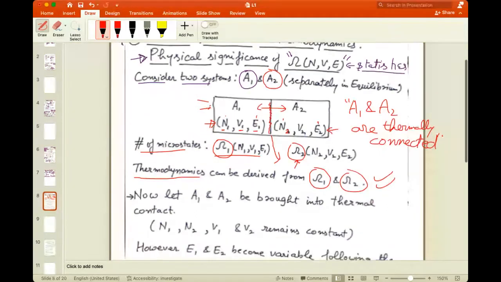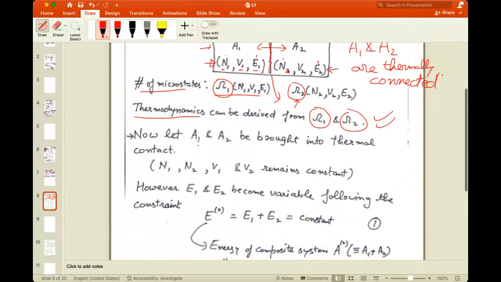So what is going to happen? We will bring them into thermal contact, right? And as I already said, N1, N2, V1, V2 all remain constant independently. Now, this whole composite system, which is the sum of A1 and A2, is represented by A0. The superscript 0 means it's a composite system of A1 and A2.